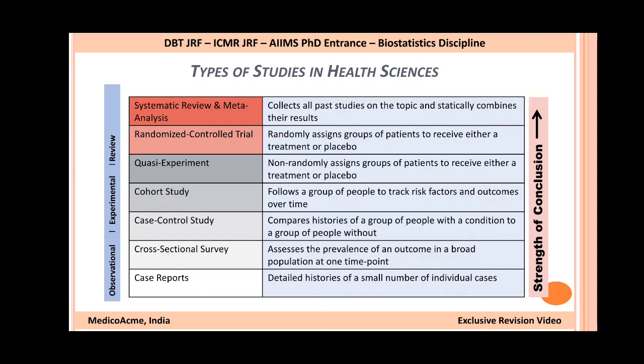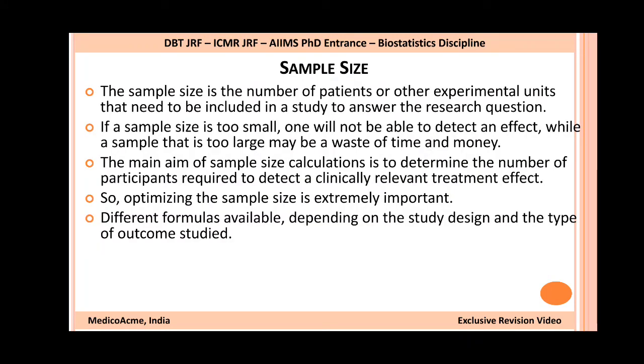So guys, this was about the types of studies in the health sciences. Now about sample size. What is sample size basically? Sample size is the number of patients or healthy controls in which you are going to do your research. It can be animals also, like an animal disease model. How many samples you are recruiting for your study is the sample size. If the sample size is too small, you will not be able to show the effect, or it will not be biostatistically significant.